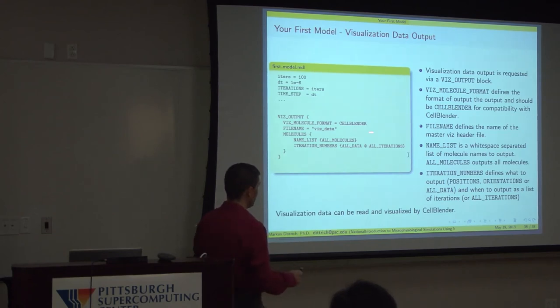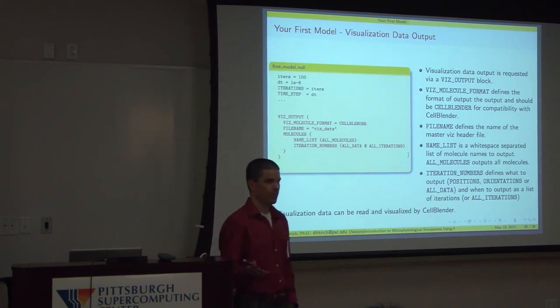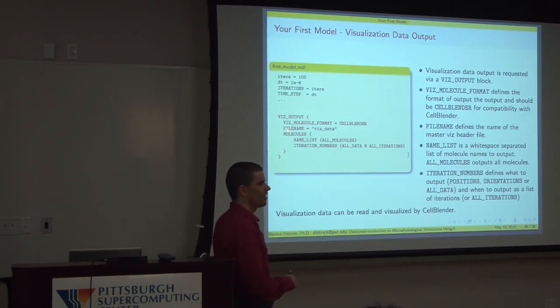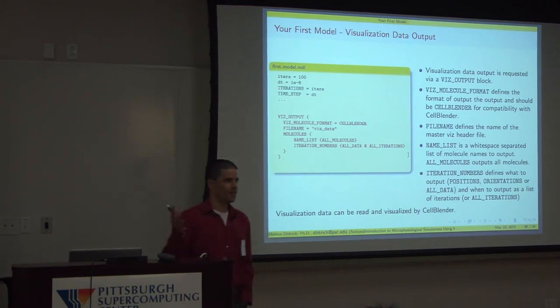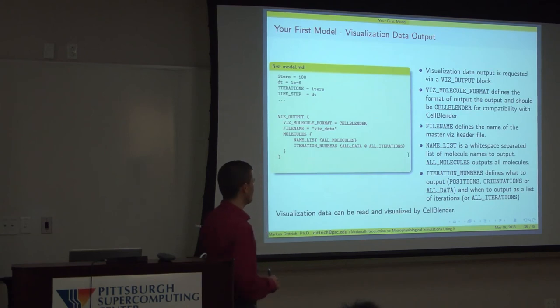But if you want to use CellBlender to visualize, you specify a file name, and you basically tell MCell what kind of molecules you want to visualize. This ALL_MOLECULES keyword just says all the molecules, but you can specify them by hand, A, B, C, and F. And how often you want the output. So this basically says I want everything at all iterations, but it could also be more fine-grained, every 500th time step. And if you have a lot of molecules, this can be large. So if you have 100,000 molecules in your simulation, you count all data, all iterations, for 100,000 iterations, you probably accumulate a couple of gigabytes of data very quickly. So be a little bit careful at the beginning.